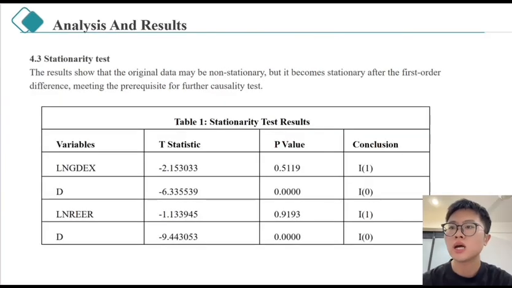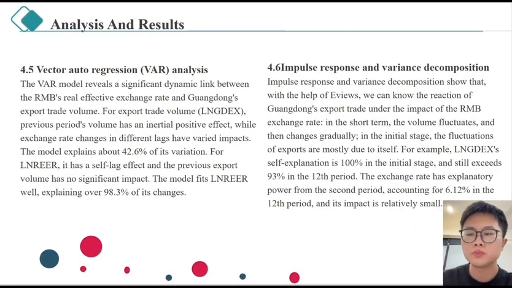Stationarity test. The results show that the original series may be non-stationary, but it becomes stationary after the first order differences, meeting the prerequisite for further causality test.